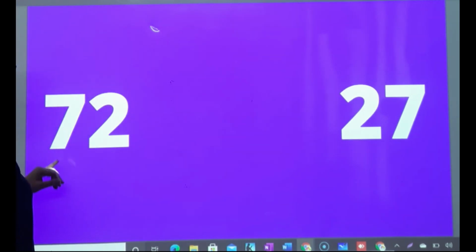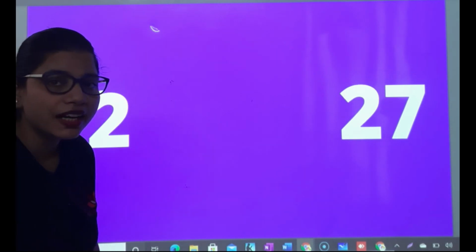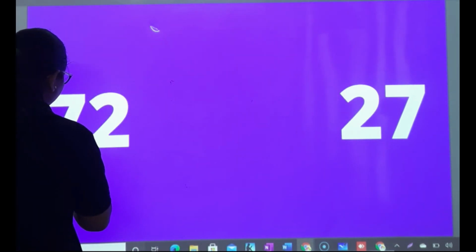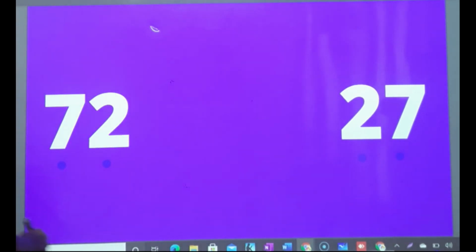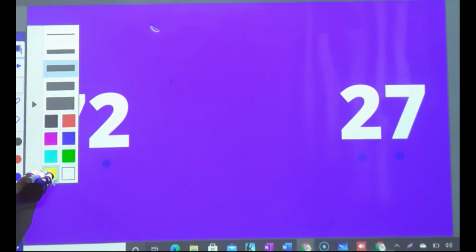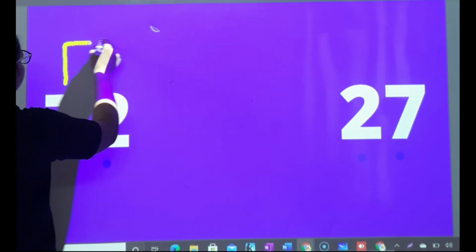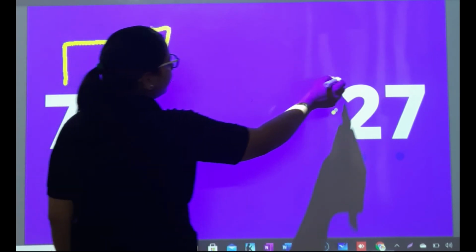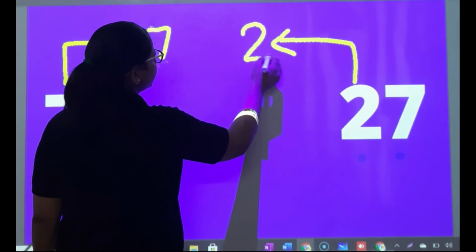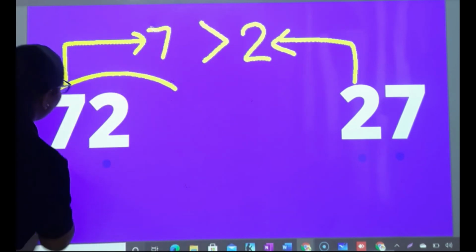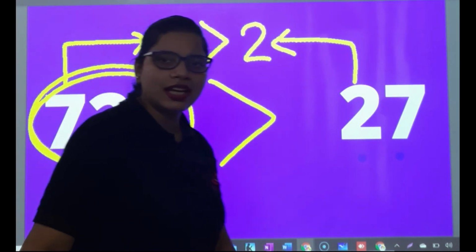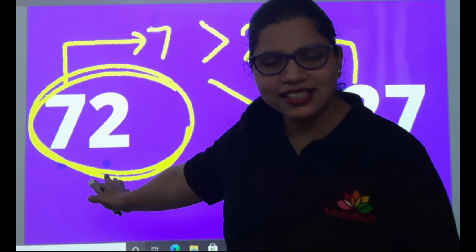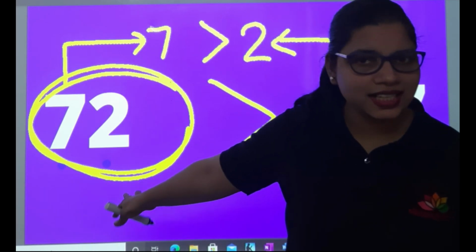5. Okay, both the numbers have 2 digits. This is 1, 2. This is 1, 2. Right? Both the numbers are having 2 digits. So what we will be doing, start from tens place. 7 and here it is 2. So which one is greater? Definitely this one. So this whole number will be greater. Now tell me, how many of you have answered 72? Great job.